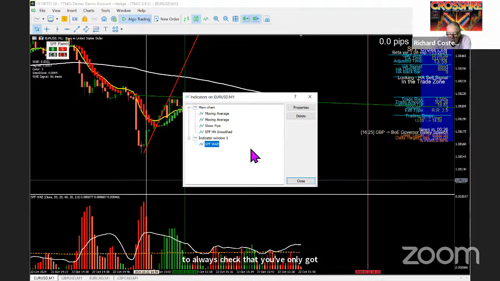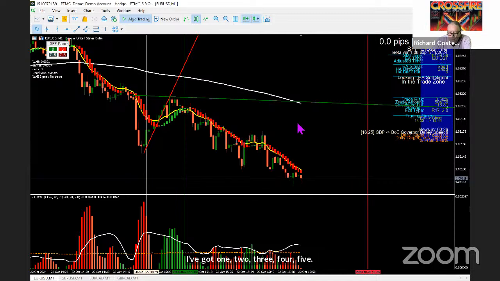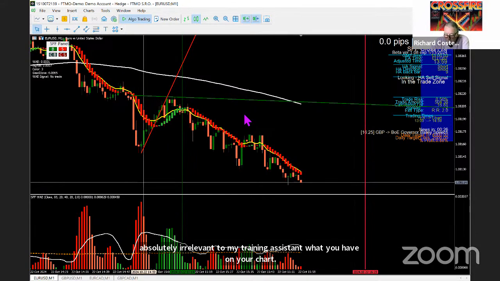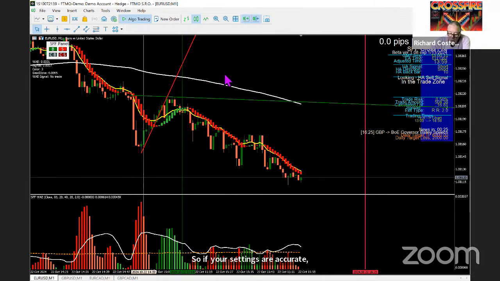Now, the other thing to say about the indicators is that I've got 1, 2, 3, 4, 5 indicators on my chart. So I've got the 2 moving averages, I've got the Heiken-Ashi candles, and I've got the Waddah Attah. It's absolutely irrelevant to my trading assistant what you have on your chart. Your trading assistant works off your settings only. So if your settings are accurate, it will work even if your indicators are not accurate.